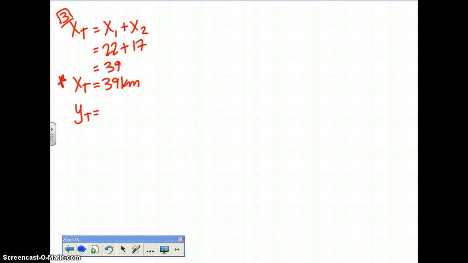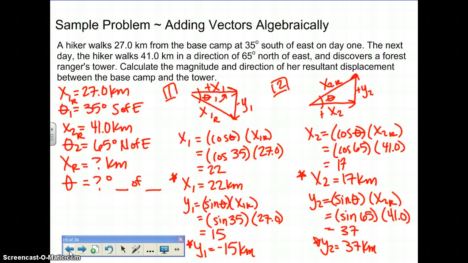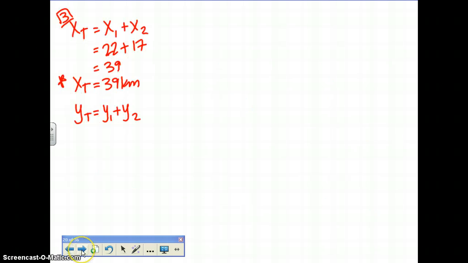Y total is going to be y1 plus y2. And looking back, we have a negative 15 and a positive 37. That would give you 22. So y total equals 22 kilometers. Not final, but still starred because it's pretty darn important.